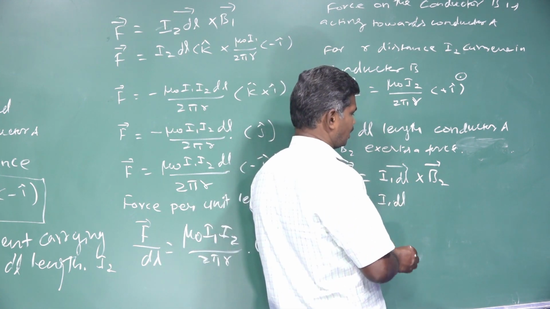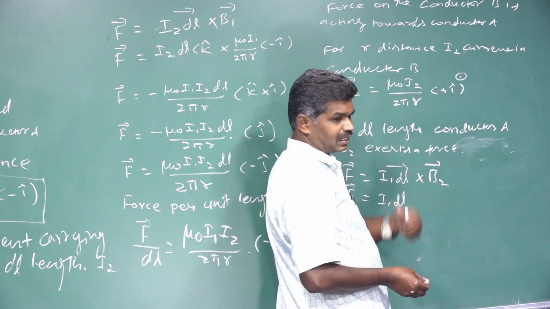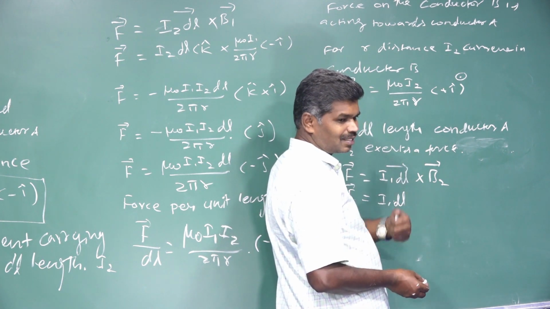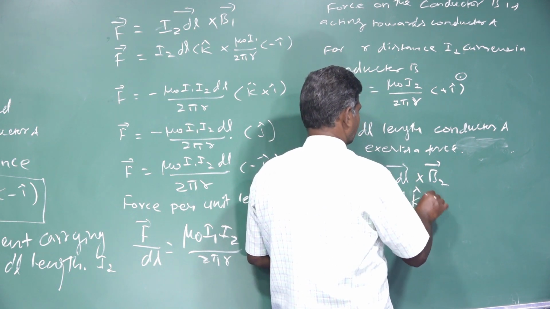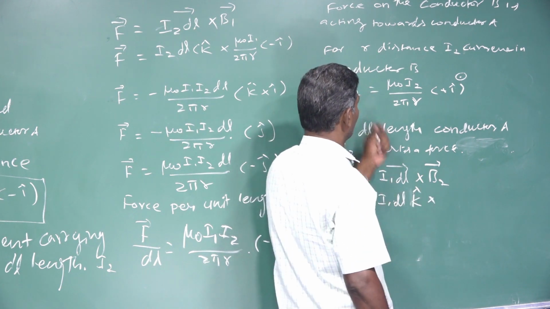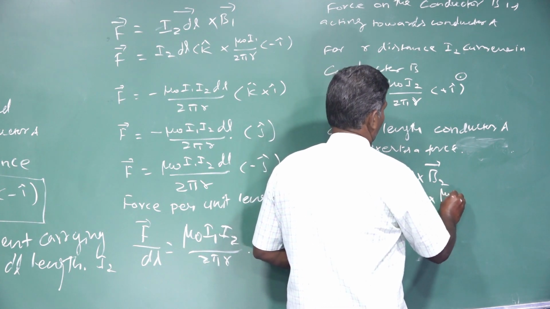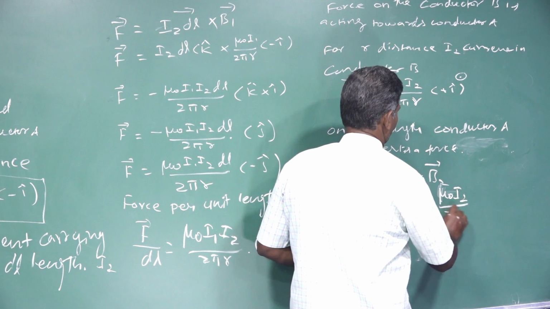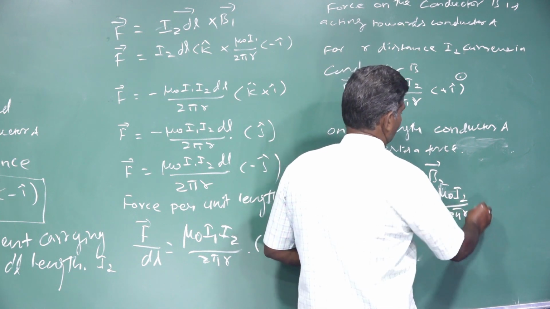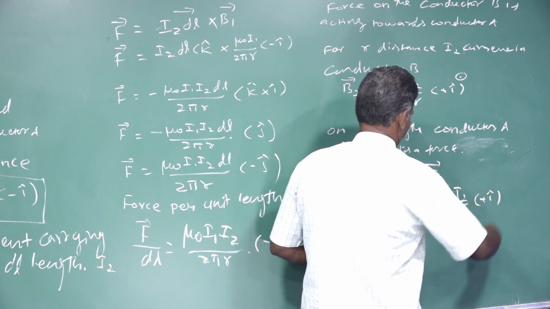What direction is the current acting? Upward direction the current is acting. The upward axis is the z axis, which can be taken as k cap. Then cross the already known B2 vector, we have mu naught I2 by 2 pi r into minus I cap.